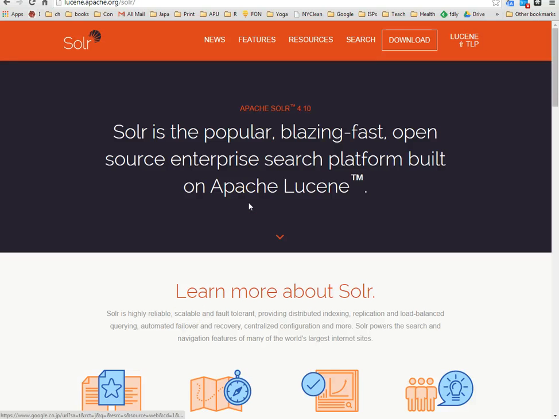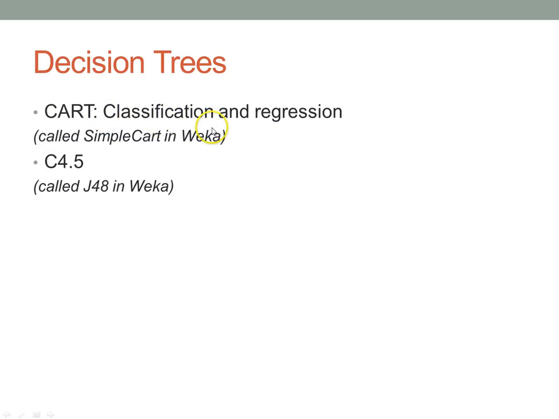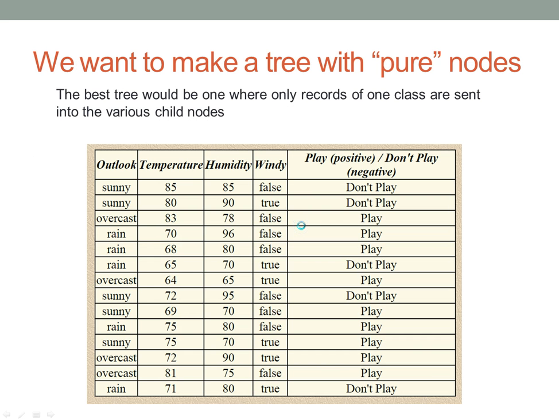So anyway, now for the final project, it's going to be an extension of your first project, classification and regression. And then Weka is called Simple Cart, and the other is called J48. In Weka, it's also known as C4.5. So they have these weird names. And we want to make a tree with pure nodes, and we have this data set.